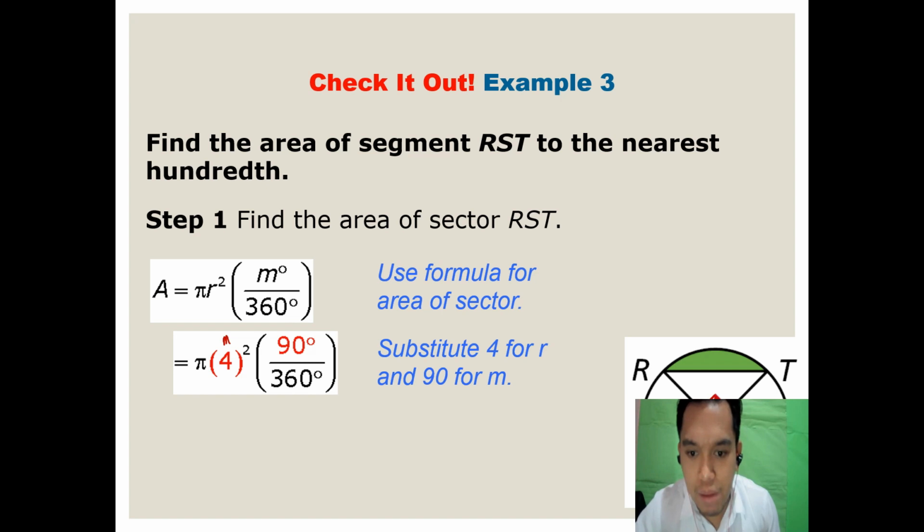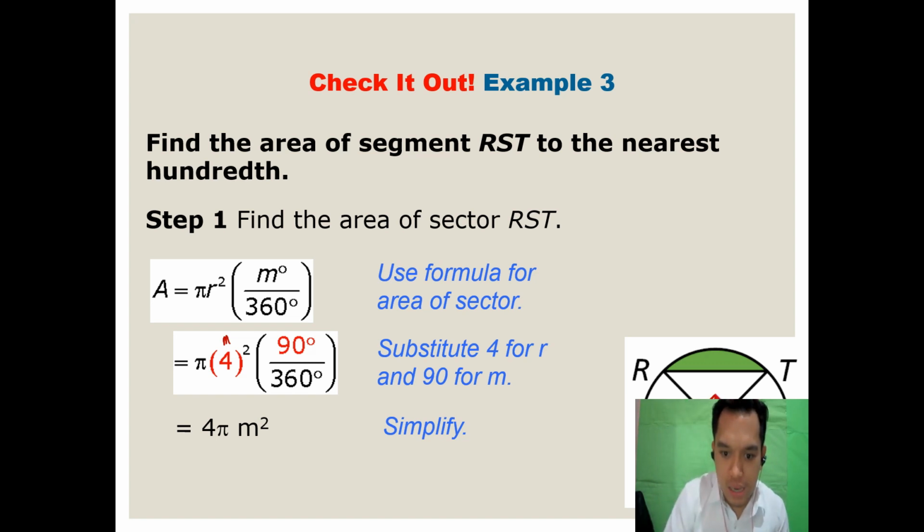Okay? Then simplify. That will become 4 pi meter squared. Then, hindi pa ito tapos class. I-multiply mo itong 4 pi. Okay, 4 pi is equal to 4 times pi.